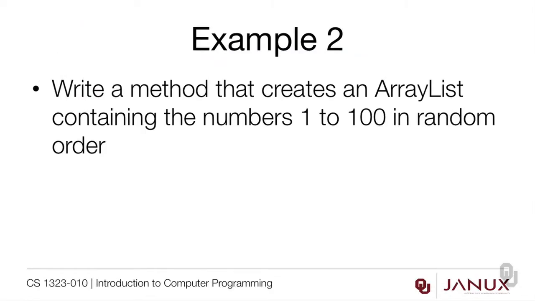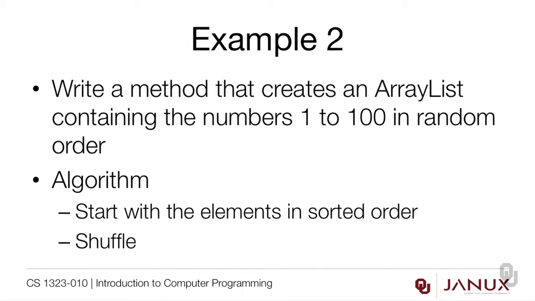Here's example 2. Let's write a method that creates an ArrayList containing the numbers from 1 to 100 in random order. This is a little harder than you might think, because if you just randomly pick numbers from 1 to 100, you're going to get repeats of some numbers and other numbers will be missing. So that isn't what we want to do. Instead, we want to use some of the cool things that were available in the Collections class. So what we're going to do is start with the elements in sorted order and then shuffle them. That's one of the neat methods that was available.